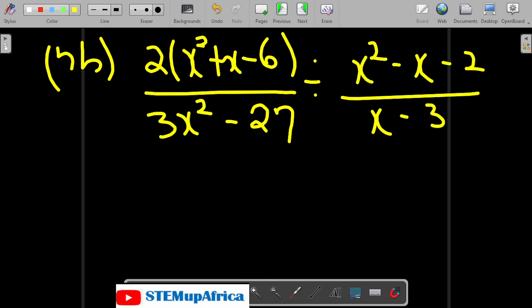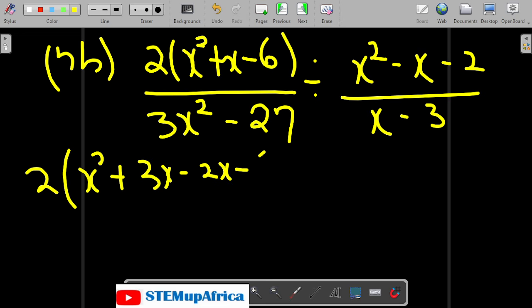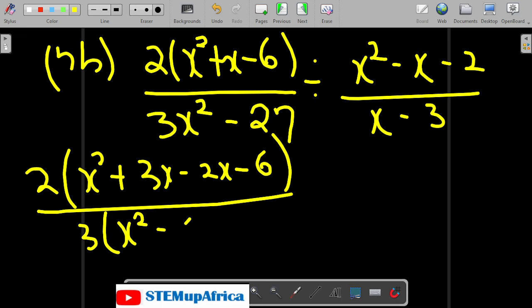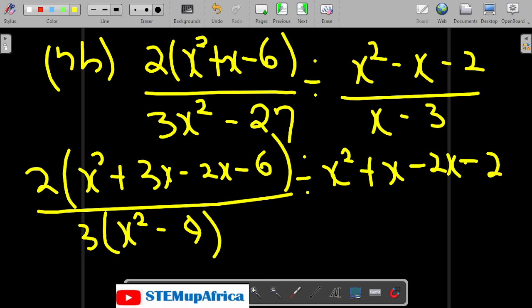So the first one is a quadratic factor. I can factorize the denominator, and the other side is also a quadratic factor. So I'm having 2 into x squared plus 3x minus 2x minus 6. The factors are 3 and minus 2. Here 3 is common, x squared minus 9, dividing. The factors here are minus 2 and plus 1, so I'm having x squared plus x minus 2x minus 2 over x minus 3.